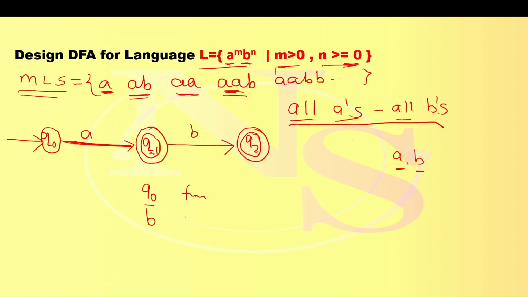If I take the first final state, ba, is this a valid string? No. As I said, the format is important: all a's then all b's. Here it starts with b, so this is not a valid string. So the transition for the symbol b from the state q0 should go to the dead state.